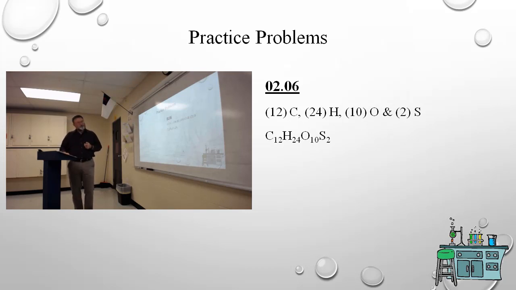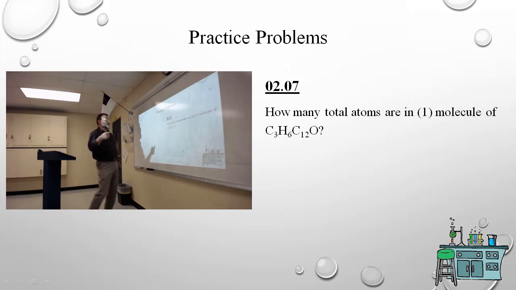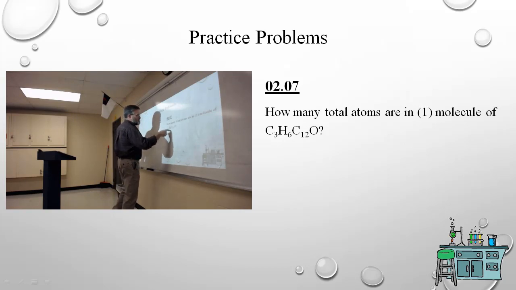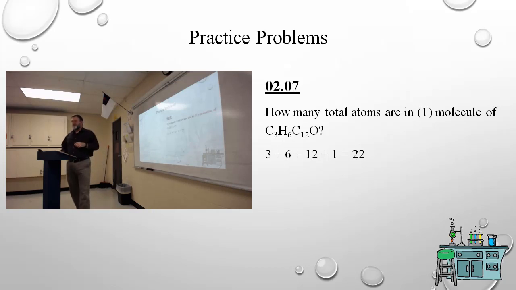That's the formula. Question 7 asks, how many total atoms are in one molecule of this monstrosity? Now hopefully you're seeing that what this means is I've got 3 atoms of carbon, 6 atoms of hydrogen, 12 atoms of... This is a typo, isn't it? Another typo. C3, oh, that's the way they did it in the book. Okay, C3H6Cl2O. You don't normally see carbons in two places like that, right? But in any case, let's assume that this is correct. So it's 3, 6, 12, and 1 that add up to 22.